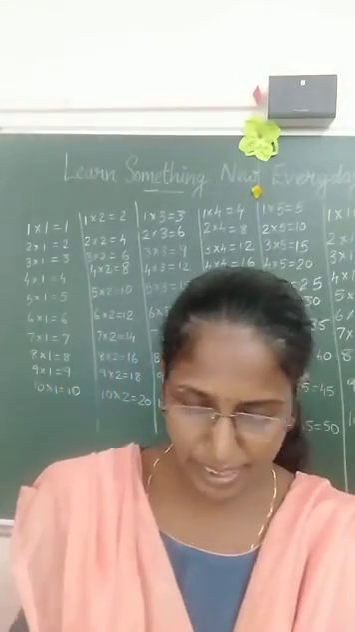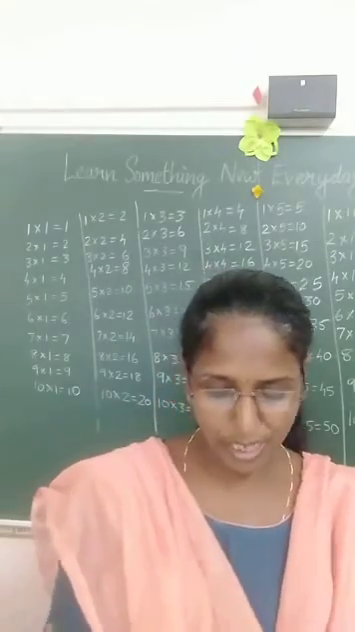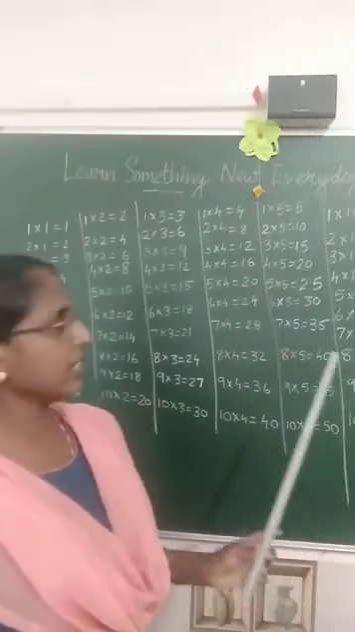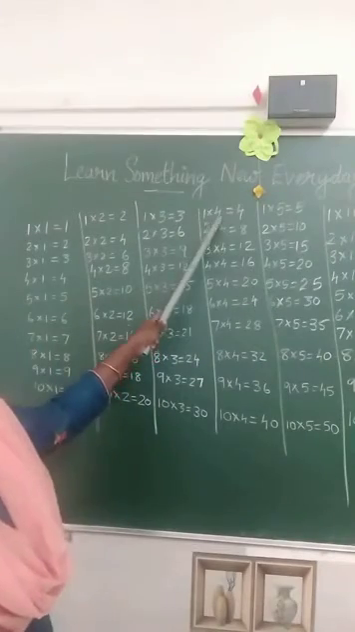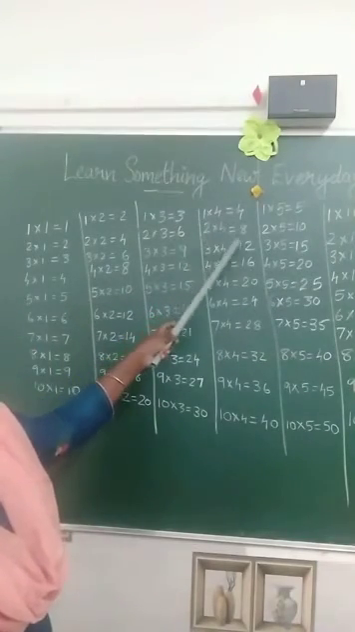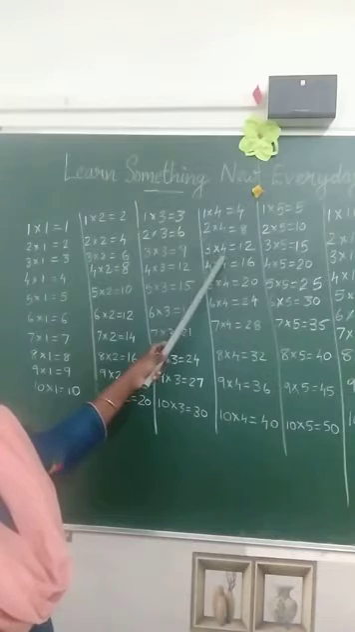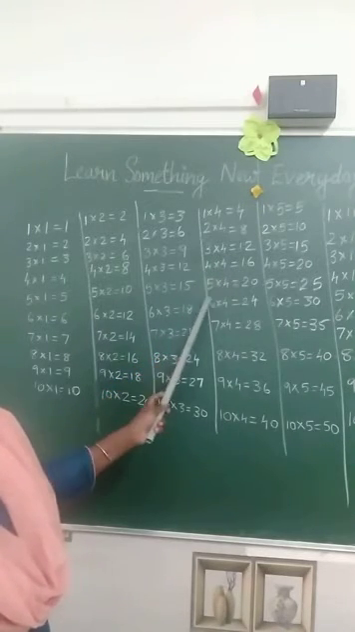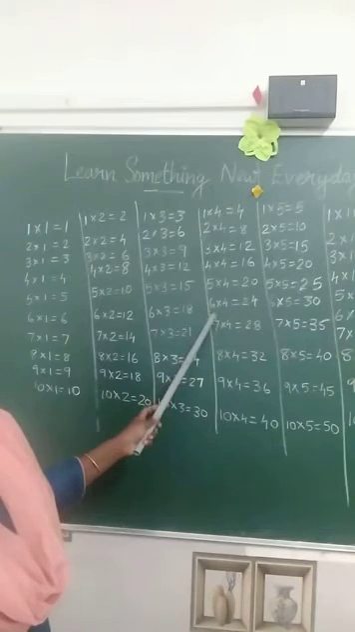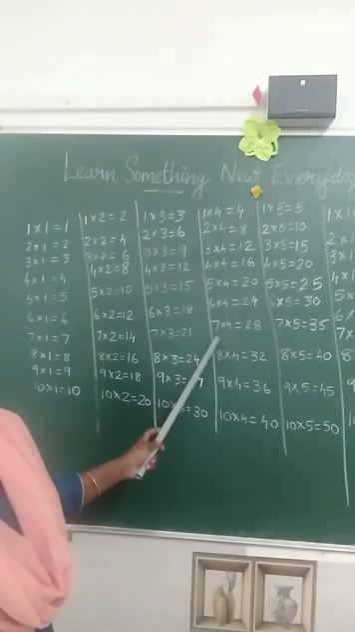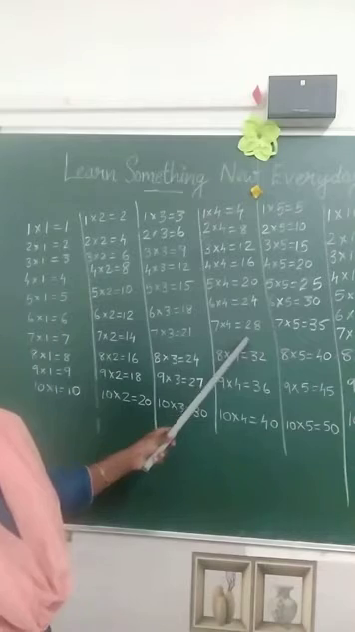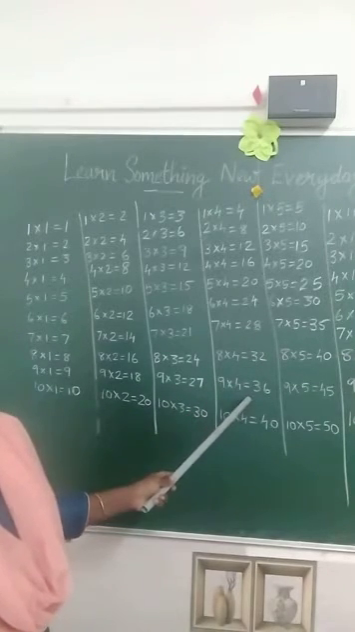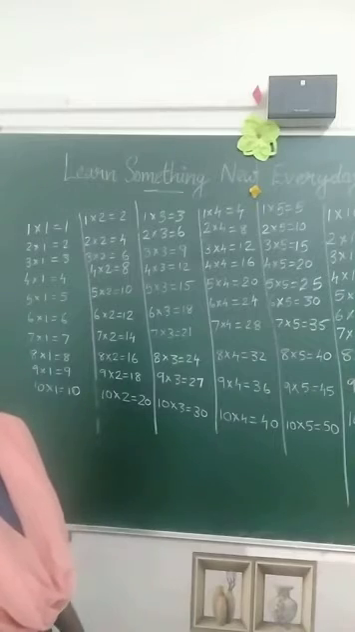The next table is of 4. That also I have written on the board. That is, 1 4 is 4. 2 4s are 8. 3 4s are 12. 4 4s are 16. 5 4s are 20, 6 4s are 24, 7 4s are 28, 8 4s are 32, 9 4s are 36, 10 4s are 40.